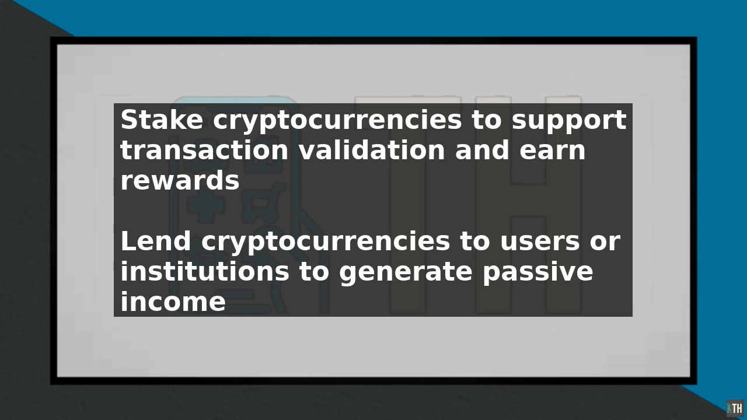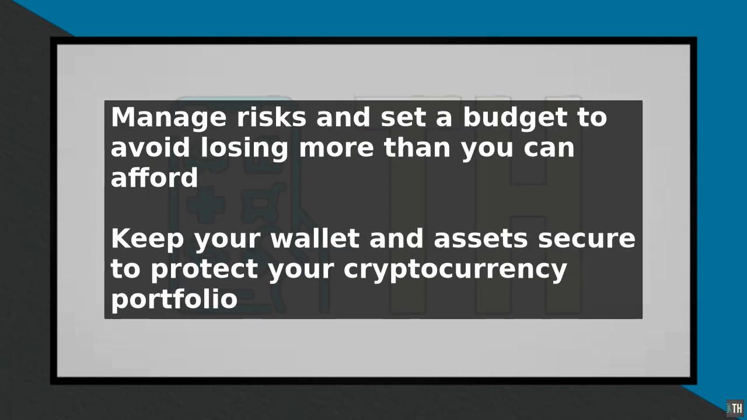To lend on Trust Wallet, go to the lending section of the app and select the cryptocurrency you want to lend. Choose the lending term and the interest rate you are willing to accept, and confirm the lending transaction. Your lent assets will be locked for the specified term, and you will receive the interest payments at the end of the term.